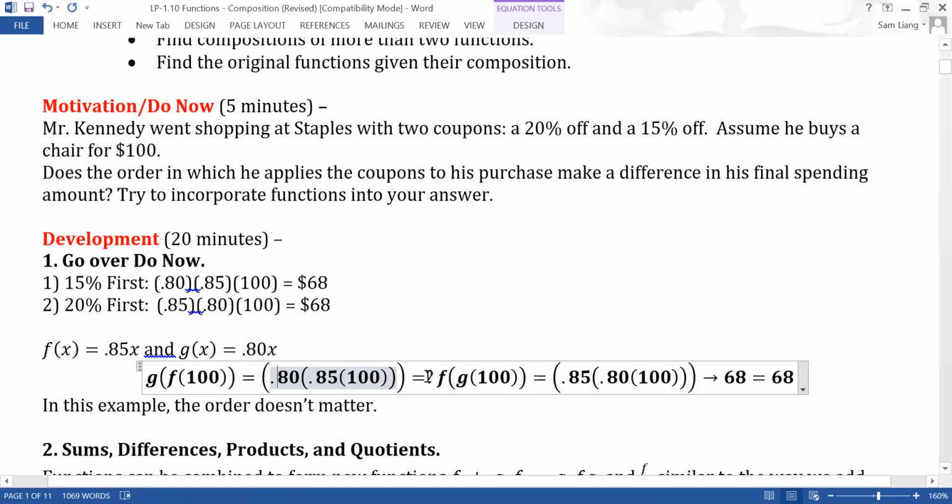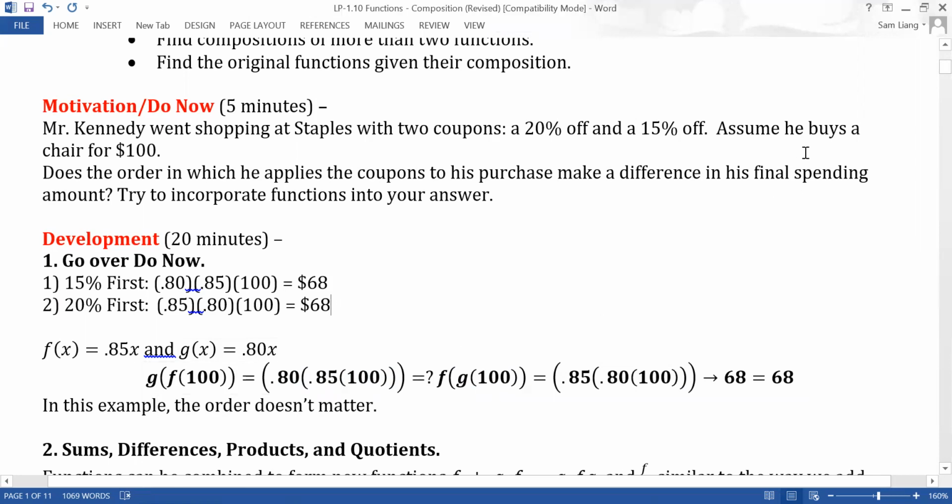Our question is, does this match up with f of g of 100, if you switch the order? As we just saw, it does match. So f of g of 100 is the same as g of f of 100. g of 100 is 0.8 times 100, that's the inner portion. Then if you apply f to that, you get 0.85 times that, which is both $68. So in this example, the order does not matter.